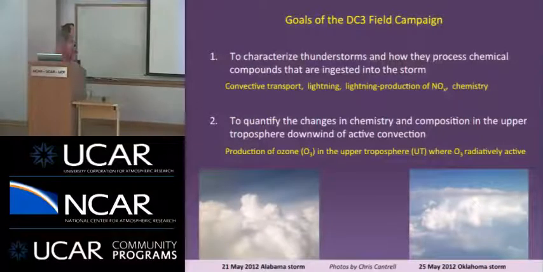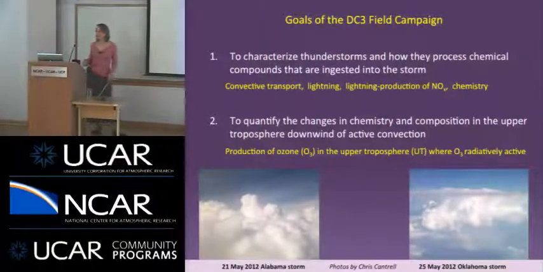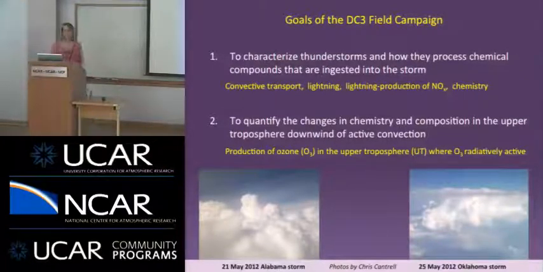We had two major goals in the DC3 field campaign. The first one was to characterize thunderstorms and how they process chemical compounds that are ingested into the storm. That means we're really looking at the convective transport, the lightning that's going on in these storms, and then the production of nitrogen oxides from that lightning, as well as the chemistry occurring in and near the storms.